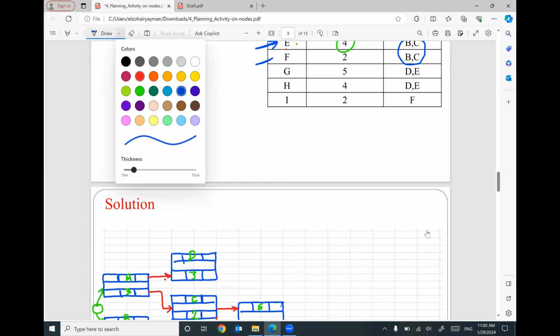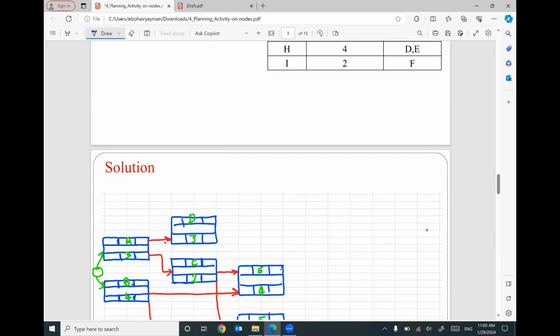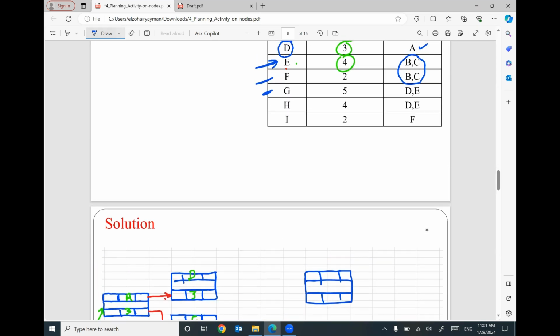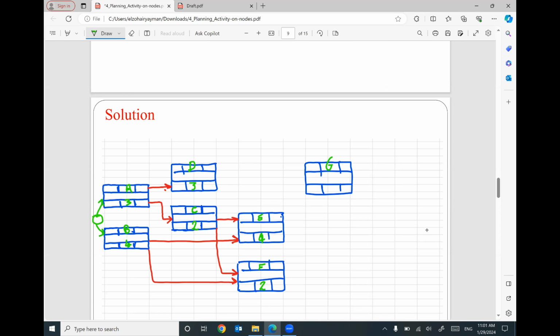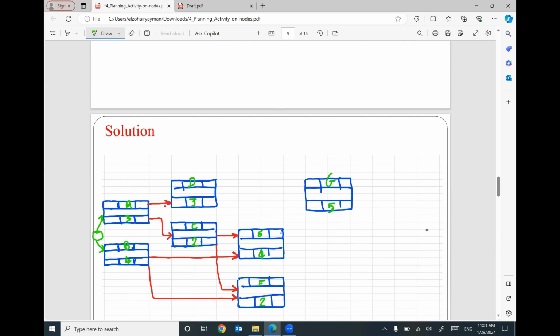So the next is activity G. I will construct G with predecessors D and E. So I will put G here. The duration of G is 5. This is G, and the duration is 5. The predecessors for G are D and E. So this is D and E. Here are D and E.